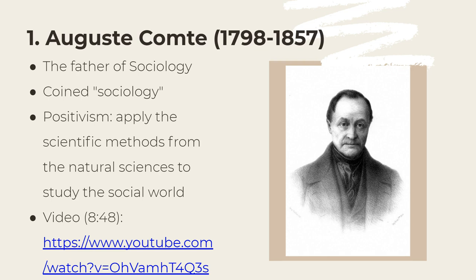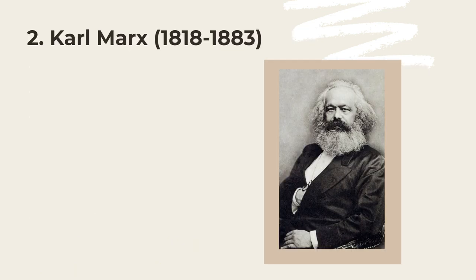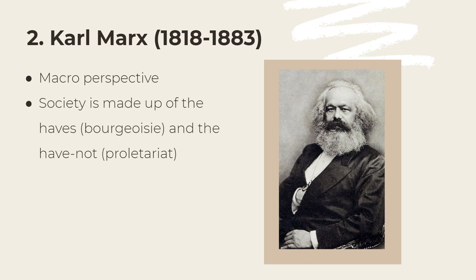Okay, so by now you should have finished watching this video about Auguste Comte, and next let's talk about Karl Marx, who is quite famous. His background is in philosophy. He had a macro perspective of our society, and he is particularly known for arguing that society is made of at least two major groups, the haves and the have-nots, right? And there is conflict and competition between these two groups for limited resources in our society.